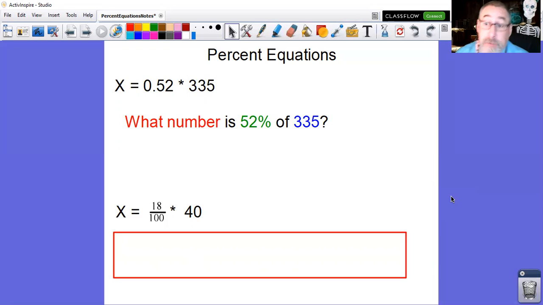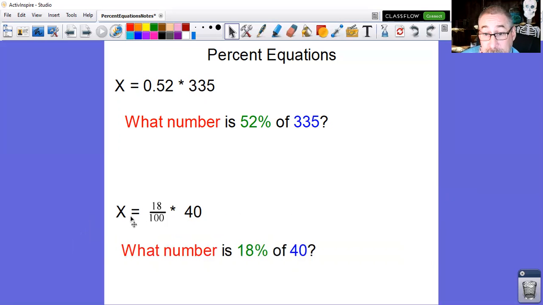All right, you should be done. What number is 18 over 100? That's another way of writing 18%, because percent means per 100, of 40. So what number is 18% of 40?